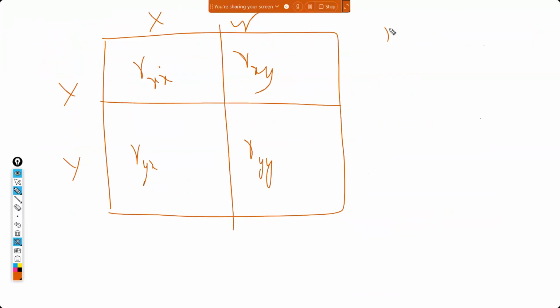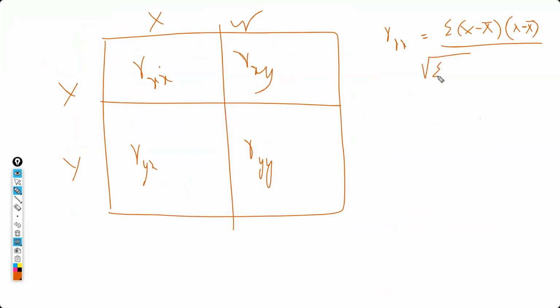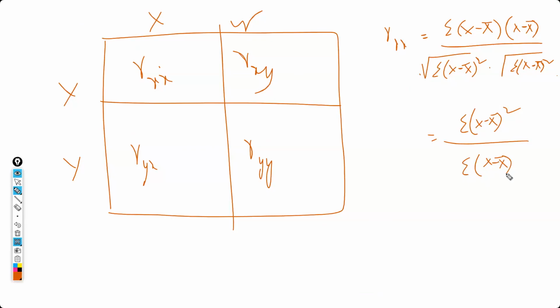Now first let us start with the correlation of x comma x, which is sigma of (x minus x bar) into (x minus x bar), divided by square root of (x minus x bar) whole square into square root of (x minus x bar) whole square. The numerator is (x minus x bar) whole square. In the denominator, if you multiply the square roots, you get sigma of (x minus x bar) whole square. Cancel, and you are going to get 1. So the relation of a variable with itself is always going to be 1.